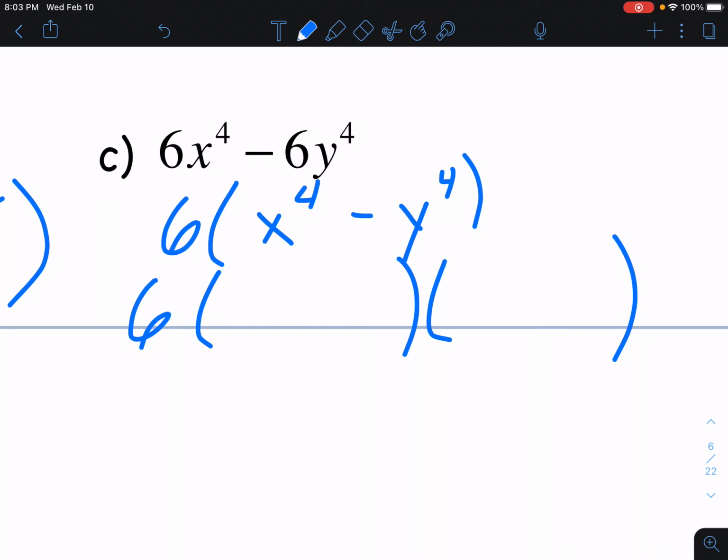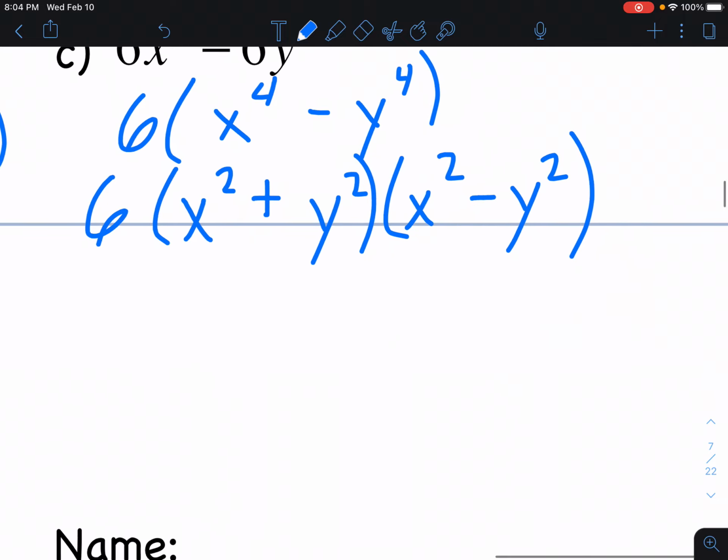And any exponent that is an even number is square rootable. Now, when you square root an exponent, you're actually dividing it by 2. So the x to the 4th is going to become x to the 2nd and x to the 2nd. The square root of y to the 4th is y to the 2nd and y to the 2nd. And then your signs are always, what are they for difference of squares? Your signs are always plus minus.